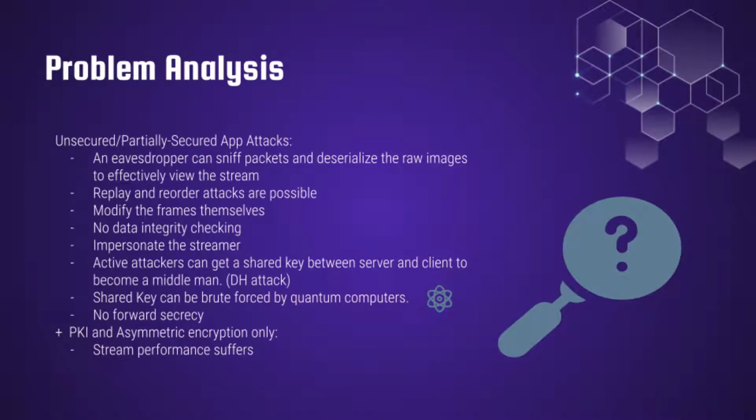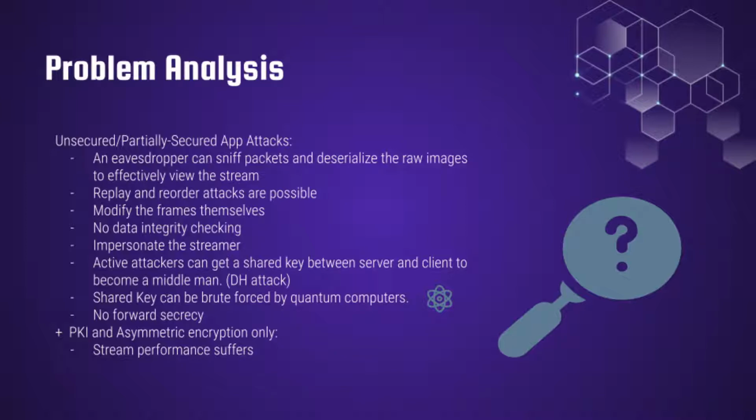The resulting list of problems is a more complete list of the vulnerabilities and efficiency problems we discovered during our reevaluations. The base app provided no data integrity and allowed replay and reorder attacks. Adding a simple key exchange was not enough since active adversaries could obtain a shared key to become a man in the middle. There would also be no forward secrecy with a simple key exchange.